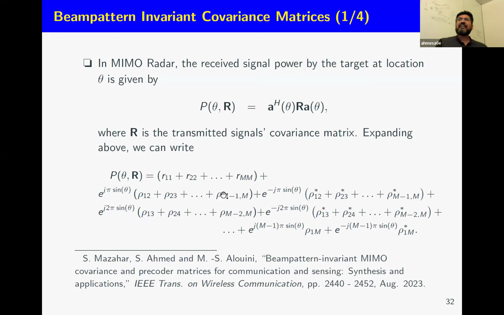So this way, we can transmit different waveforms, and the beam pattern will not change. Why will the beam pattern not change? Because we are not changing the summation of the diagonal elements. So this was one solution that we have published in this paper.